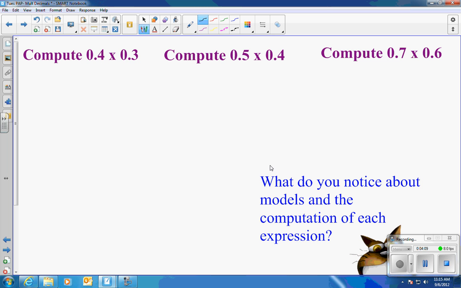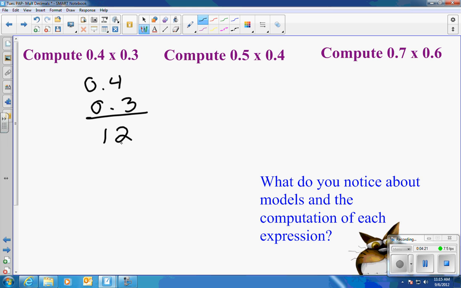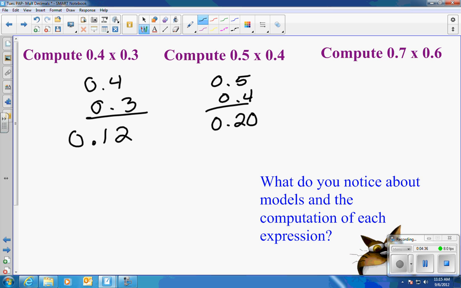So when we actually multiply, we're going to be looking at 0.4 times 0.3. 4 times 3 is 12. Now, remember from our grid, when we did a tenth and a tenth, we ended up with a hundredth. So 5 times 4 is 20. And that was going to be hundredths, just like we did before. 7 times 6 is 42. And that was 42 hundredths.